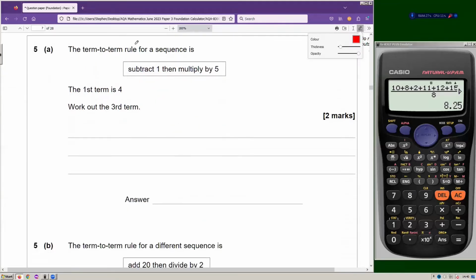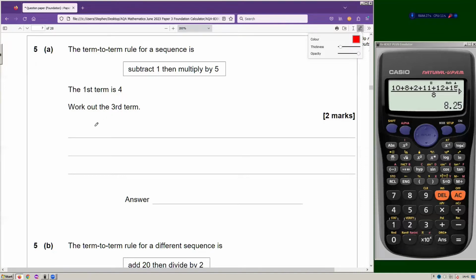The term-to-term rule for a sequence is subtract 1, then multiply by 5. Right, the first term is 4. Work out the third term. So I'm gonna go all the way through it. I probably could do it by some sort of calculation, but I'm just going to go all the way up to the third term and see how we get on.